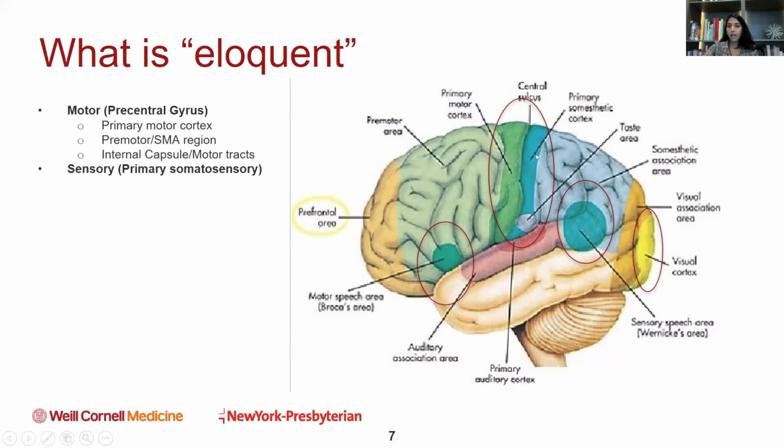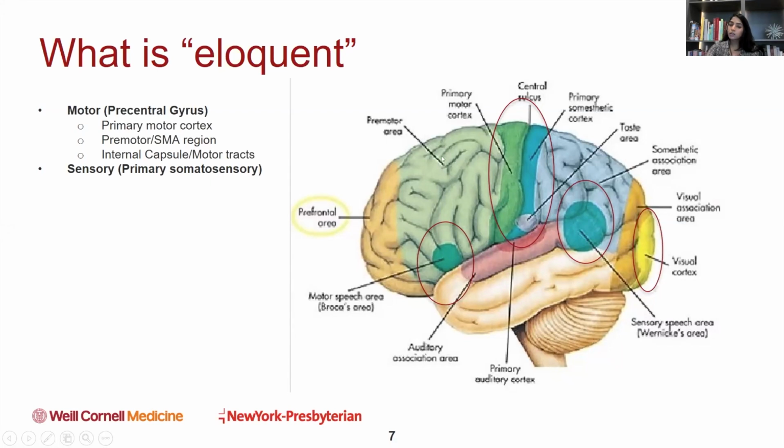And then behind the central sulcus, we find the primary somatosensory cortex, which is where all of the primary sensory cortex is. And this cortex then sends tracts down through the internal capsule, through the brainstem, and that forms the motor tracts that we altogether consider eloquent motor function. There are these areas right in front, this premotor area.